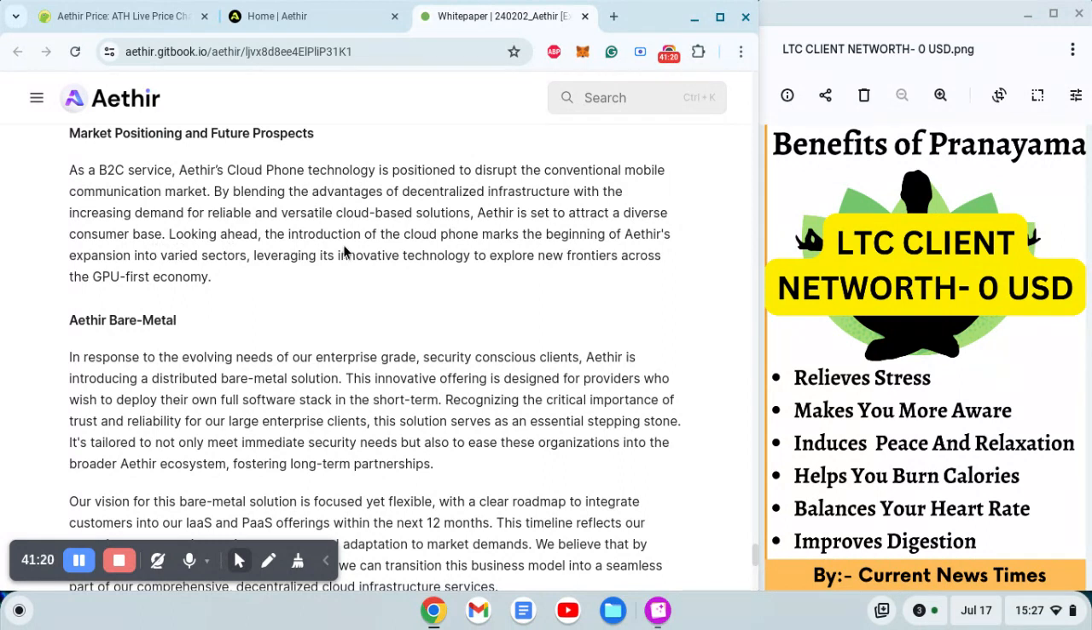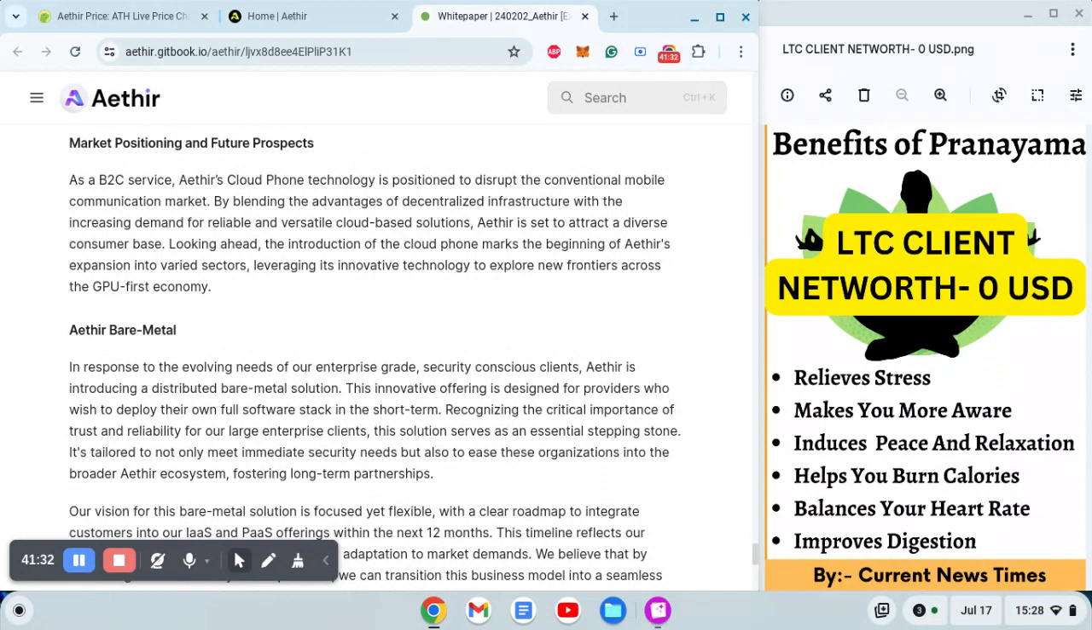Looking ahead, the introduction of the cloud phone marks the beginning of Aether's expansion into varied sectors, leveraging its innovative technology to explore new frontiers across the GPU first economy. Again, the word GPU first economy is what they're talking about, which means that they want to launch GPU based products which require more GPU power.